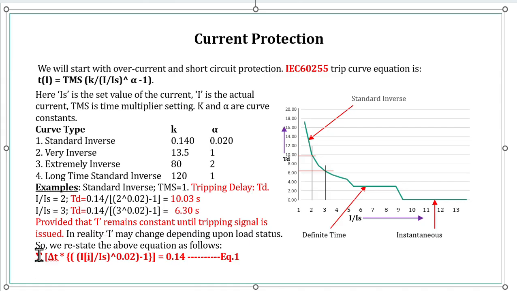This is how we rewrite this equation. Here, the time delay, you have multiplied the lower part to, and therefore this multiplied by t is on the left hand side. TMS is 1, so I am ignoring it. And then on the right hand side you only have k, nothing else but k.